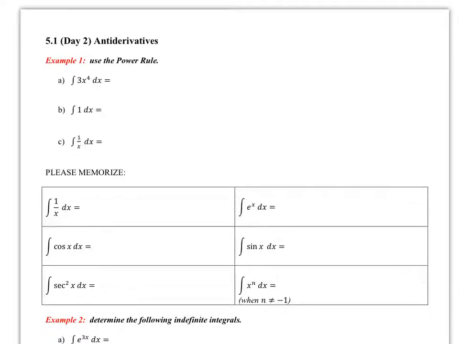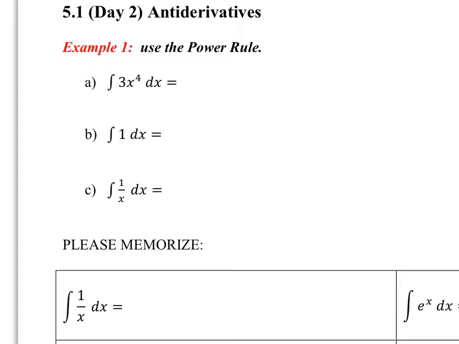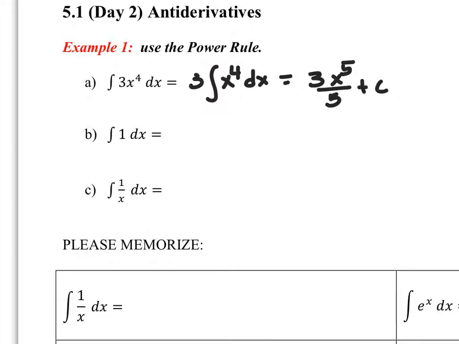Alright, so here we go, 5.1, day number 2 more with antiderivatives. I'm going to use the power rule here in order for me to come up with the antiderivative. So I'm going to use a couple of shortcuts here. We're going to go like this, and that will give us big F of x, which will be 3 times x to the 5th over 5 plus c.